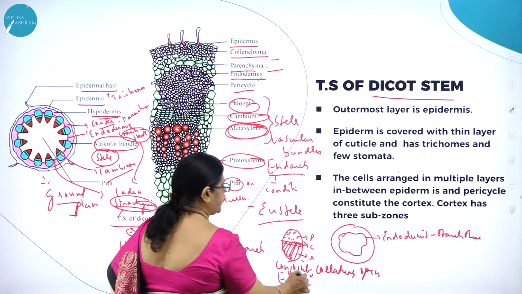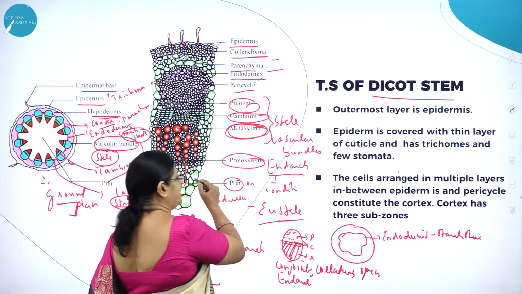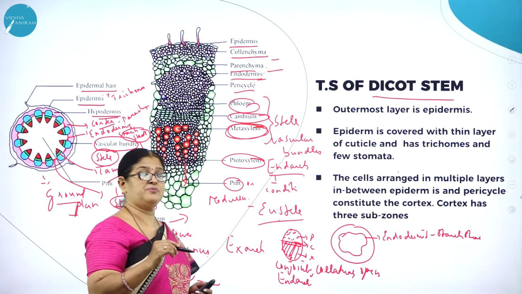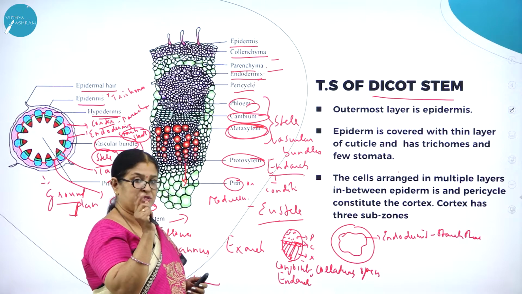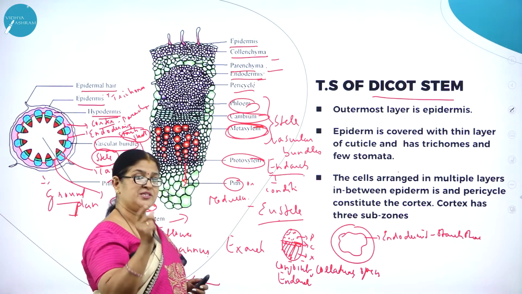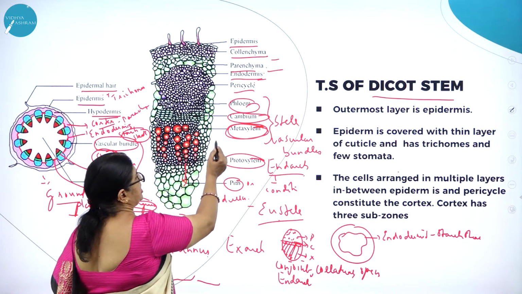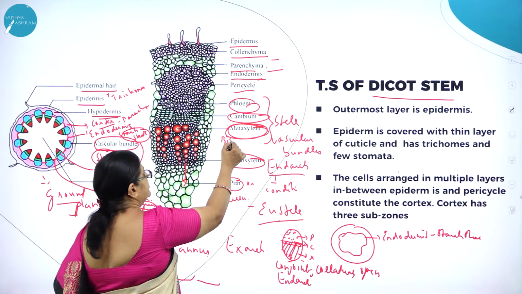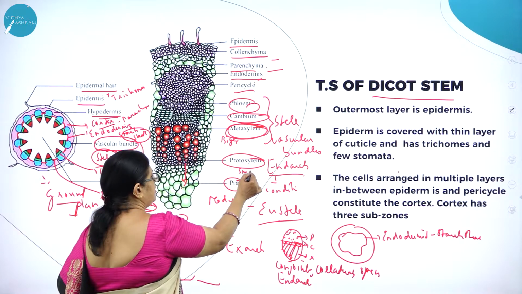It is called endarch. Why is it called endarch? Because of protoxylem. What is protoxylem? The first formed xylem, which is smaller in size, is called protoxylem, and metaxylem, the later formed xylem, which is bigger in size. Here you can see the shape. So it is big. Here it is small.